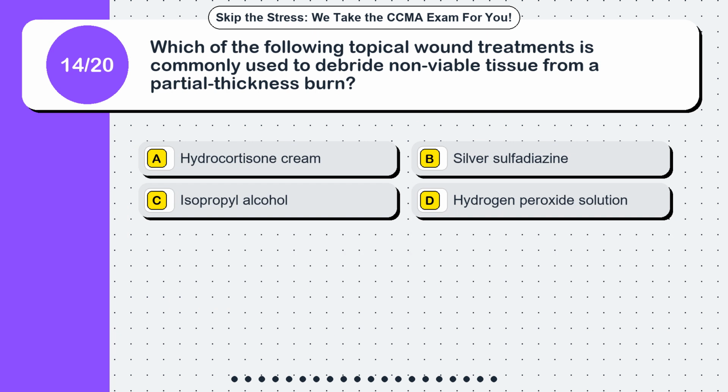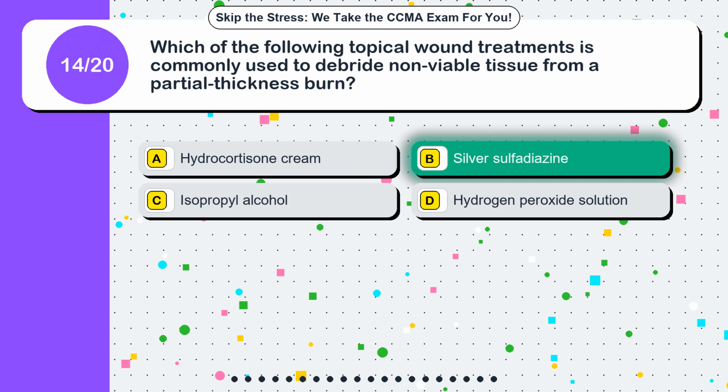Question 14. Which of the following topical wound treatments is commonly used to debride non-viable tissue from a partial thickness burn? Option A. Hydrocortisone cream. Option B. Silver sulfadiazine. Option C. Isopropyl alcohol. Option D. Hydrogen peroxide solution. The correct answer is option B.